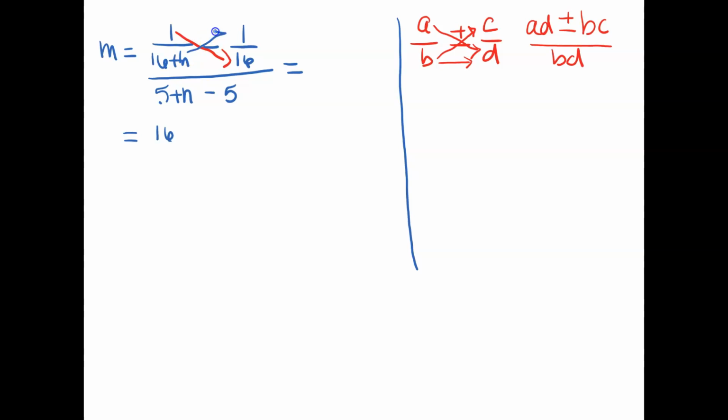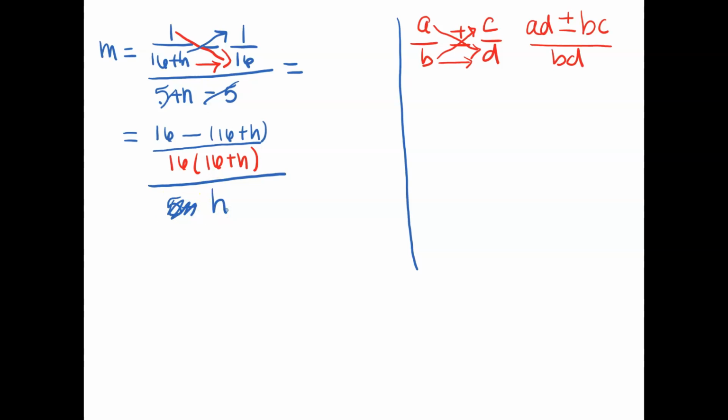Then I'm going to multiply this way. 16 plus h times 1, we're subtracting, so I'm going to bring the minus sign from the problem. And 16 plus h times 1 is just 16 plus h, all over, I'm going to multiply this way, so that gives me 16 times 16 plus h. Now this whole thing was over, let's see, 5 plus h minus 5. So those 5s are just canceling, so we're just over h.